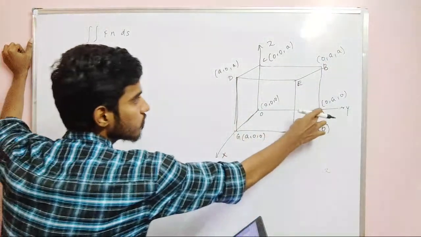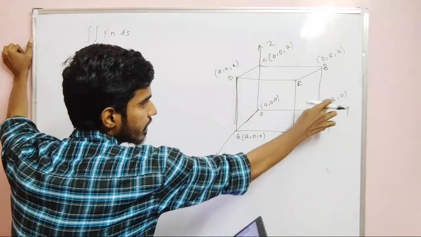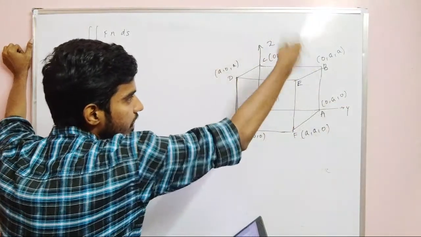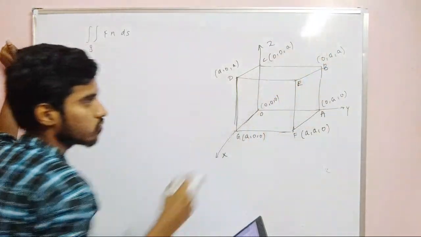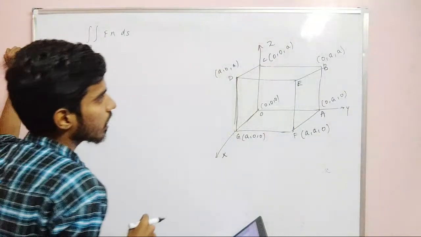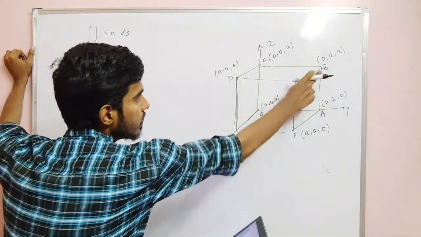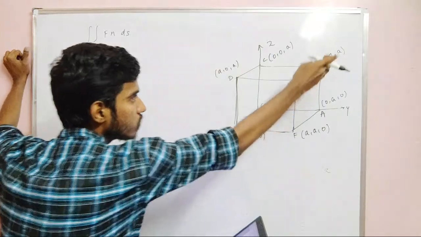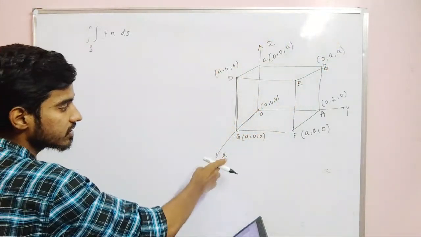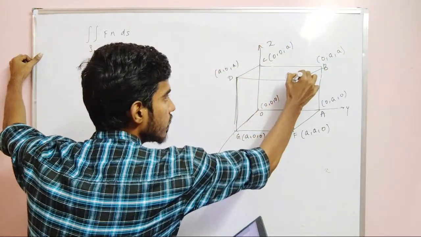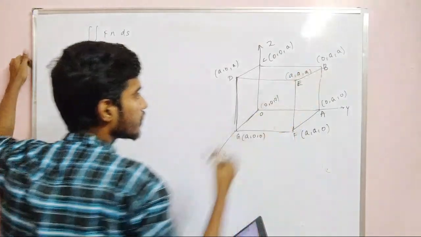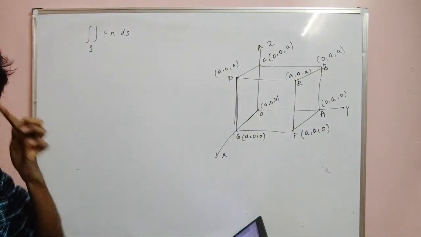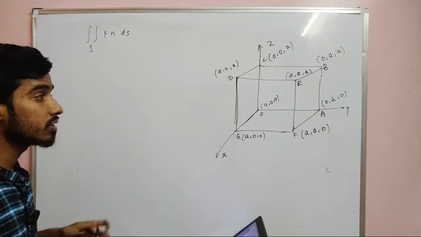Alright, so we take this point to find this point. From this point 0, a, 0, we are moving in z direction, so this will be 0, a, a. Both will give the same answer. And this point is here 0, a, a. We are moving in x direction, so this will be a, a, a. So these are the 8 vertices, right? Making vertices is very important.